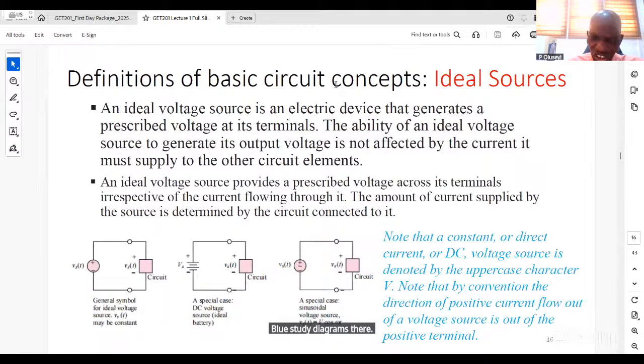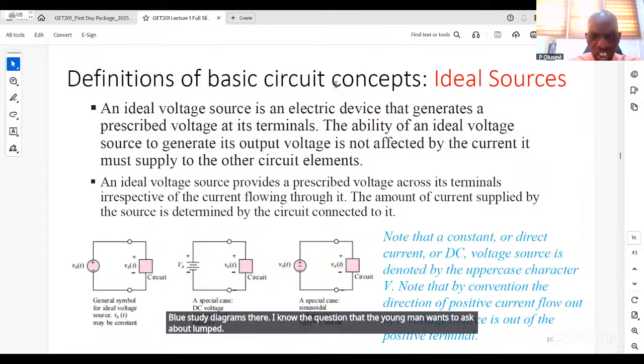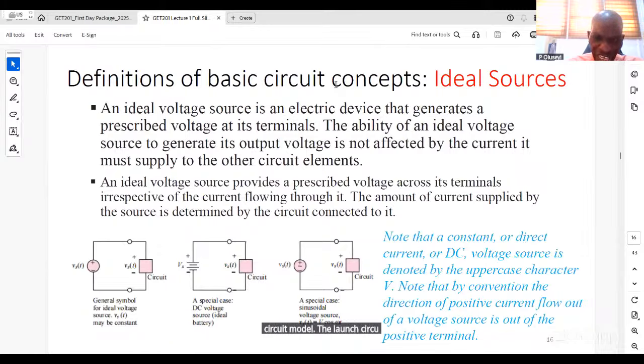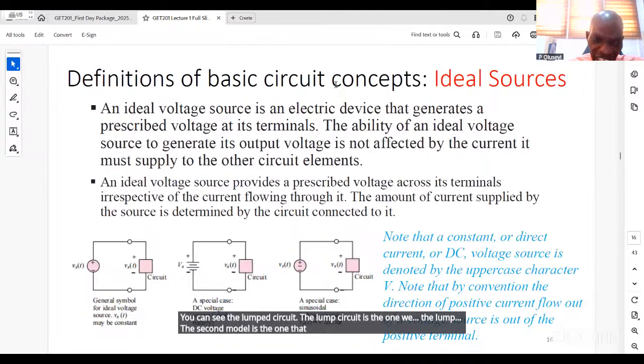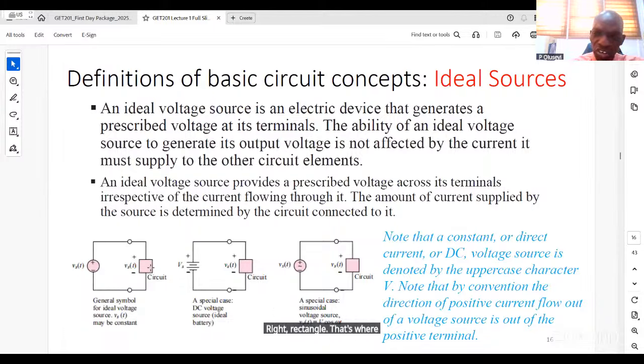I know the question that the young man wants to ask about the lumped circuit model. If you look at the diagram here, you can see the lumped circuit. The lumped circuit model is the one where we lump things together like a rectangle. That's where you put all your circuit elements: your resistance, inductance, capacitance, depending on the one you need or are looking at.